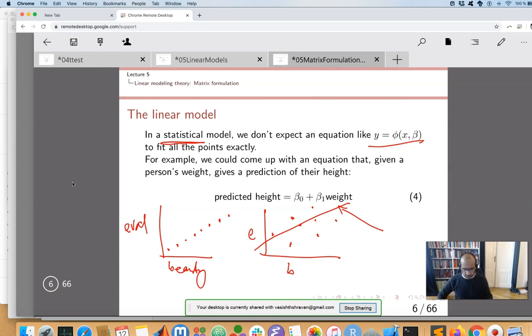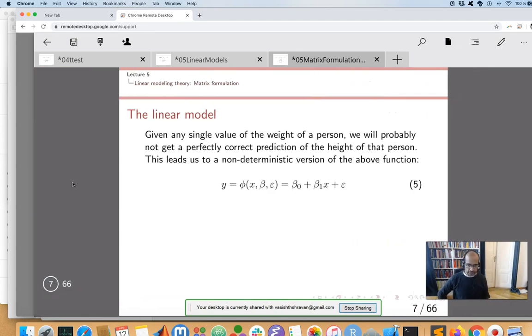So another example would be a person's weight and height. You could find some relationship between them, but there won't be an exact straight line that can exactly predict the height given the weight, or the other way around. Because we will never get a perfect prediction, there will be some variability around that prediction. So that's why we can think of the function that is fitting this line, this phi x of beta, and add one more term, which is some variability around that.